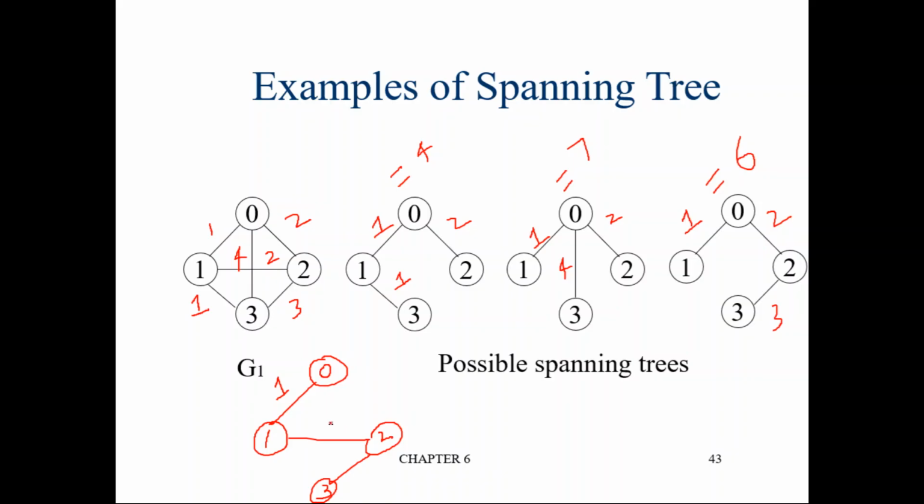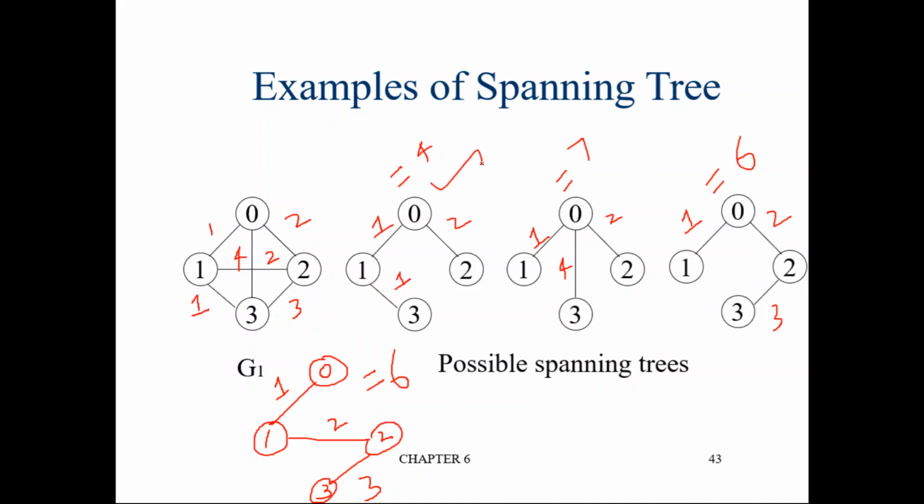1 to 2 is 2. 2 to 3 is 3. Okay. So again it is 3 plus 2, 5. 5 plus 1, 6. Right? I don't know whether any other spanning tree is possible or not. Okay. But if you see, now you see which is the minimal cost spanning tree.